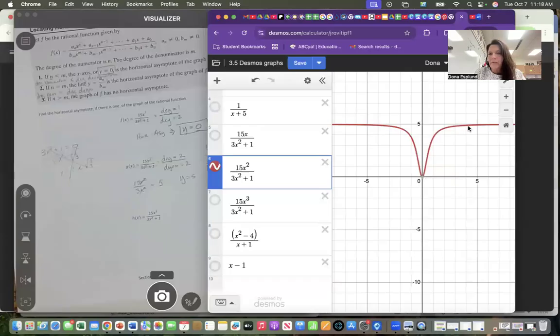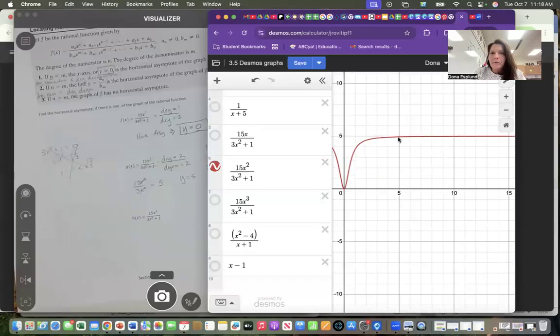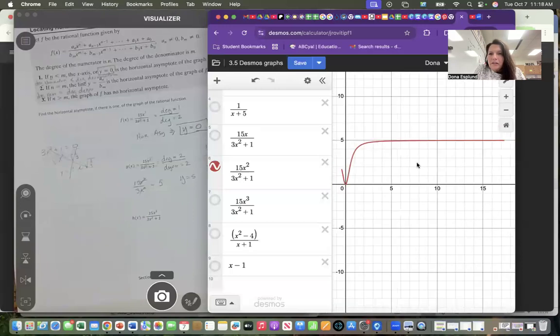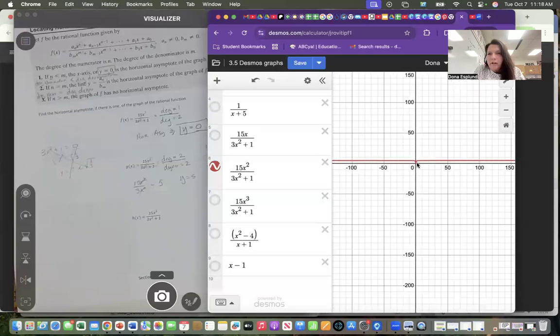I can get values everywhere. But as I get really big toward infinity, as x gets really big, it looks like I'm getting close on my y to the value of 5. And if I were to see if I can squeeze this down so I have more values. Oh, there it is, 150. At 150, I'm still getting close to 5, but I'm actually not hitting it.